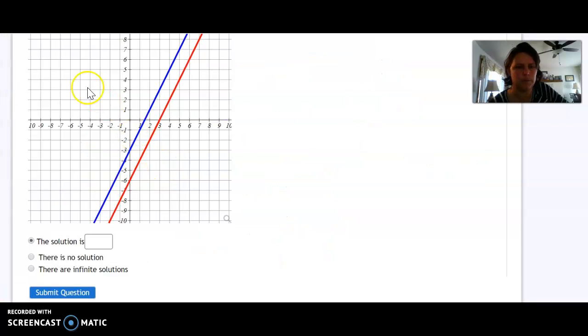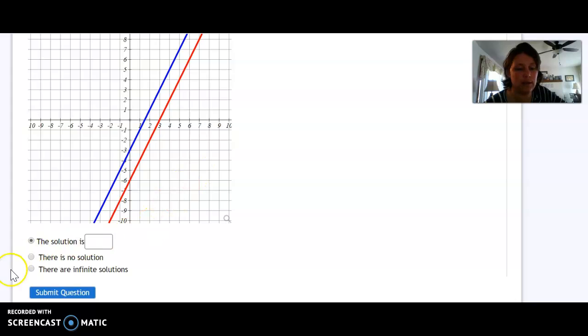Okay, this is number 20, and what we have here are two parallel lines. So what happens when we have parallel lines? Well, do they ever cross? No, they're like railroad tracks. They go on and on and on forever, and they never cross.